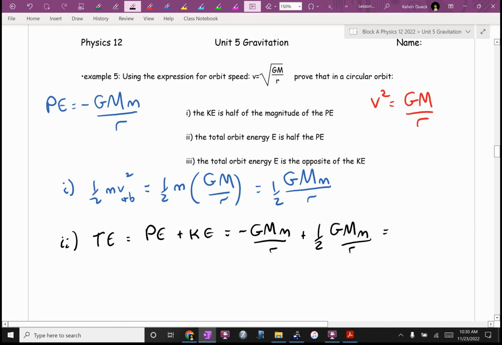Sienna, aren't those like terms? They are. They each have a G, a big M, a little m, and an R. What number is in front right here? It's invisible. We never bother writing it, but this is technically negative 1 plus a half of the same. What is negative 1 plus a half? Negative a half. Big G, big M, little m over R.